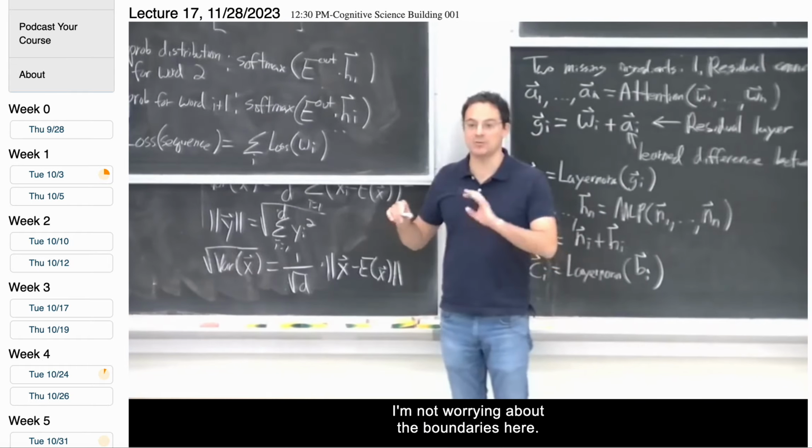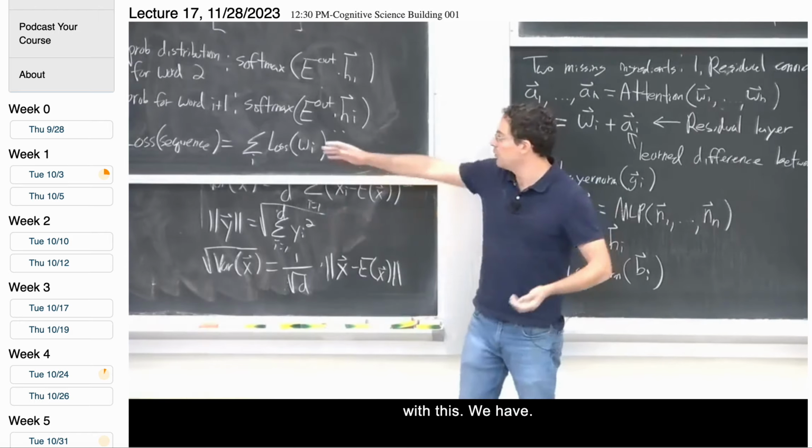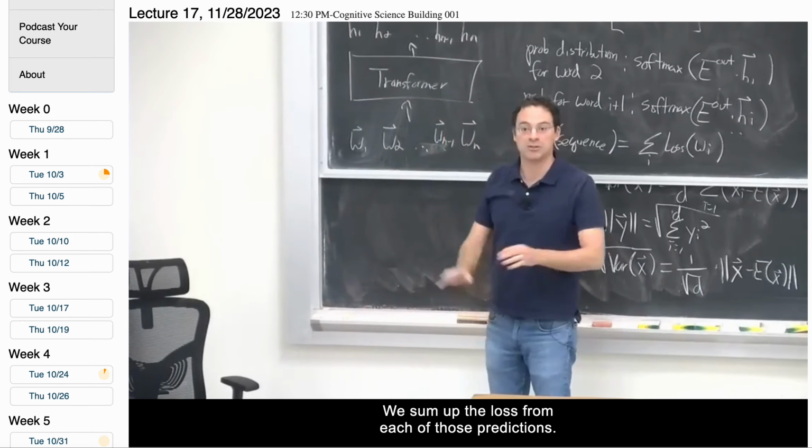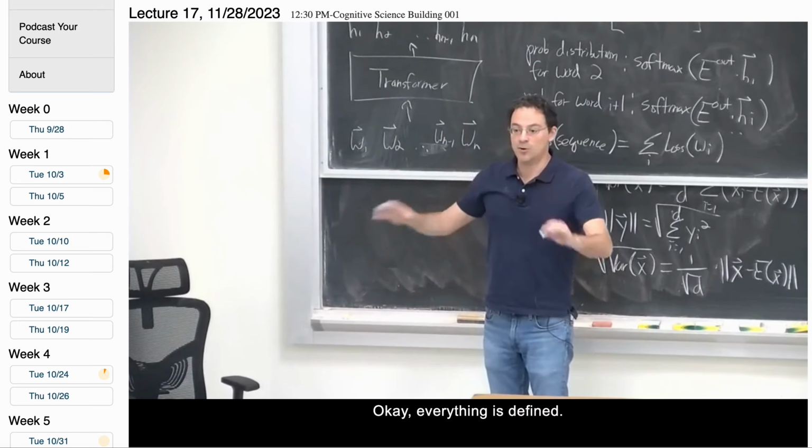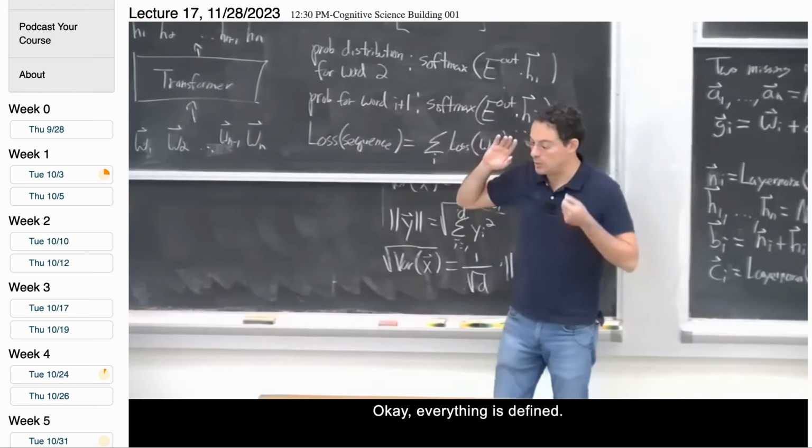I'm not worrying about the boundaries here. There's a little bit of fuzziness in my definition. I don't want to take up too much time with this. But we have a bunch of predictions that we're making. We sum up the loss from each of those predictions. I think we know how to do that. Okay. So everything is defined now, right?